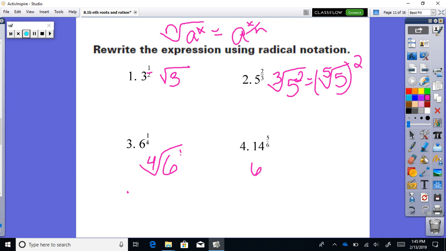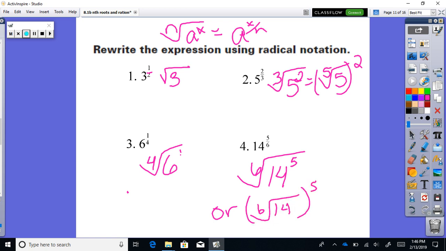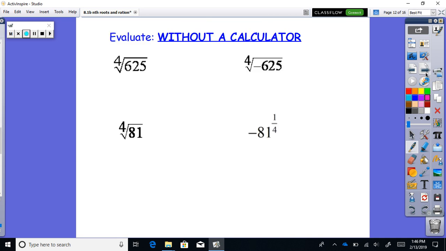5/6 power would be the 6th root of 14 to the 5th power. Or you could write that as the 6th root of 14 to the 5th power like this. Either one, these are equivalent statements. And when we evaluate them, it's going to be easier to do the root first and then the exponent, so you're dealing with smaller numbers.